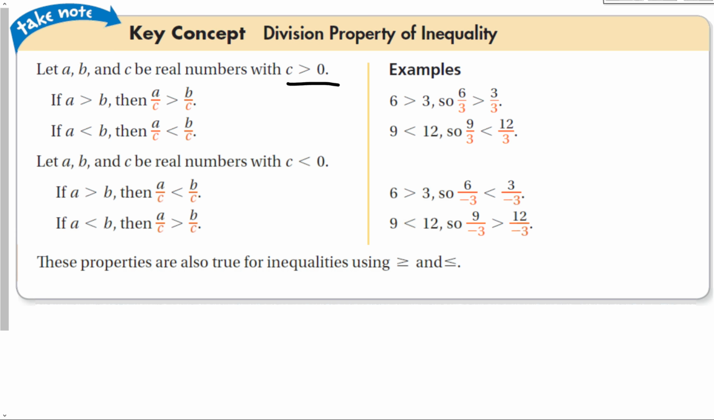However, if C is positive, the inequality stays the same. If C is negative, the inequality changes from greater than to less than, from less than to greater than, and of course, the same thing with or equal to. So here in these two examples, we're dividing by a positive number. Here in these two examples, we're dividing by a negative number. So you can see the signs change direction.